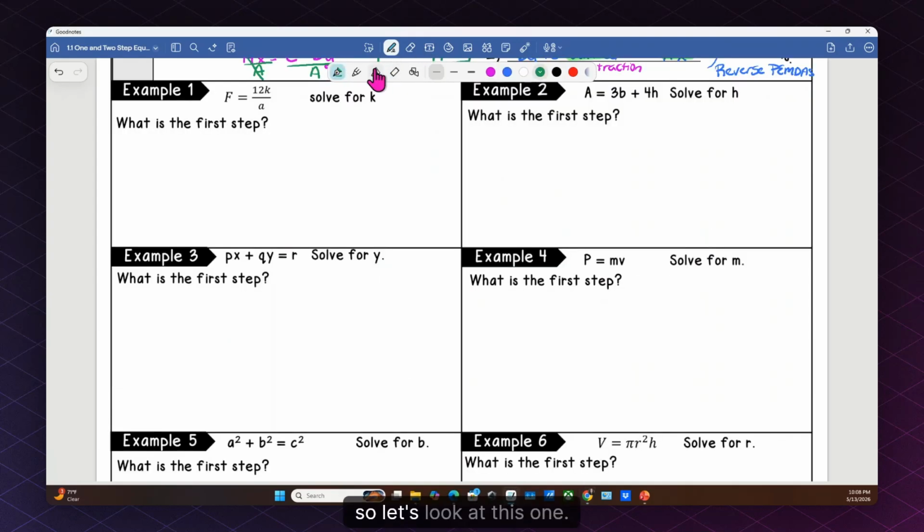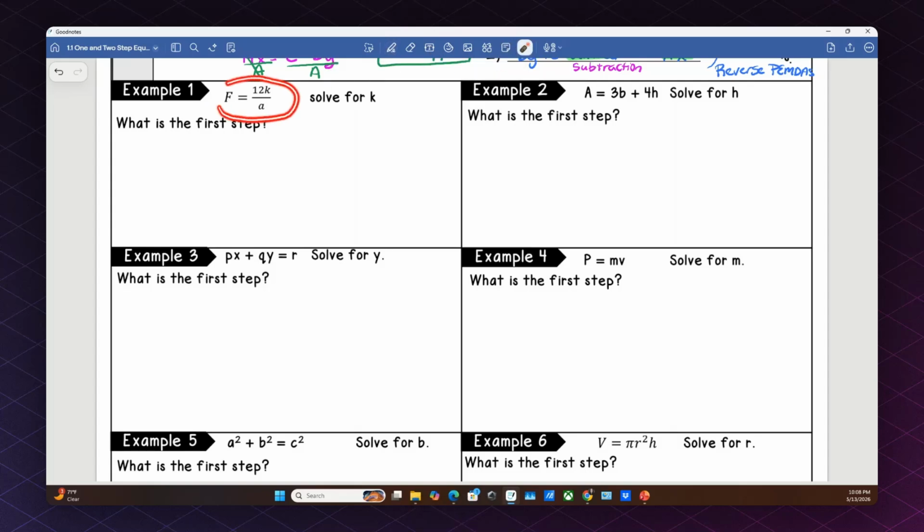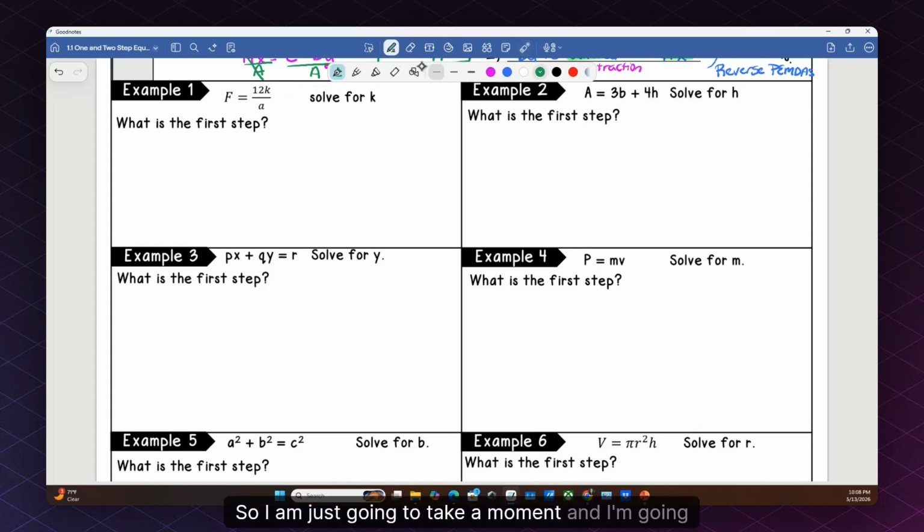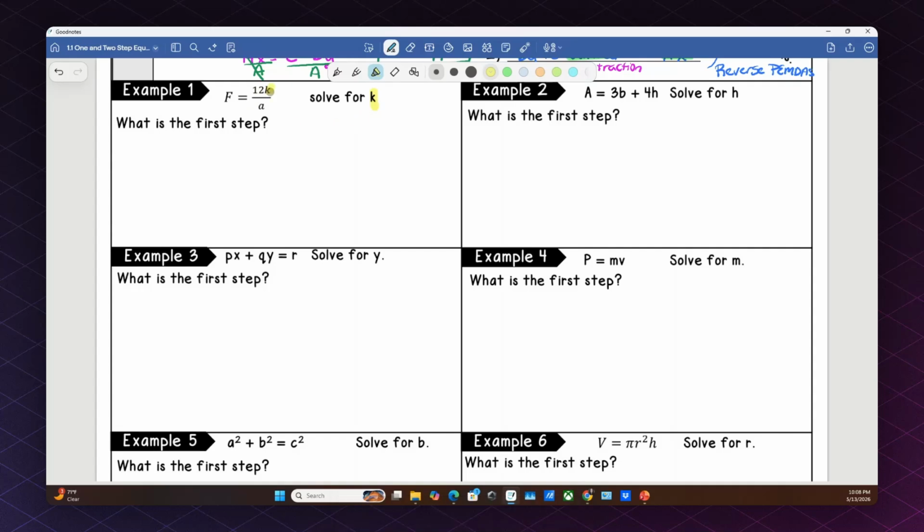Okay, so let's look at this one. It says f equals 12k divided by a, and we want to solve for k. So I am just going to take a moment and highlight the variable that we're interested in. We want to solve for k, so we want to get that by itself. I am just going to go ahead and list out what is happening here.